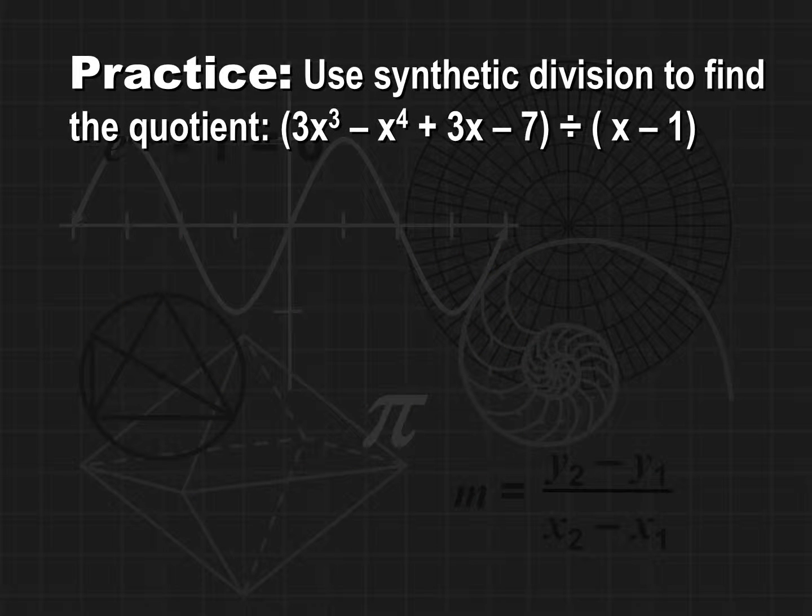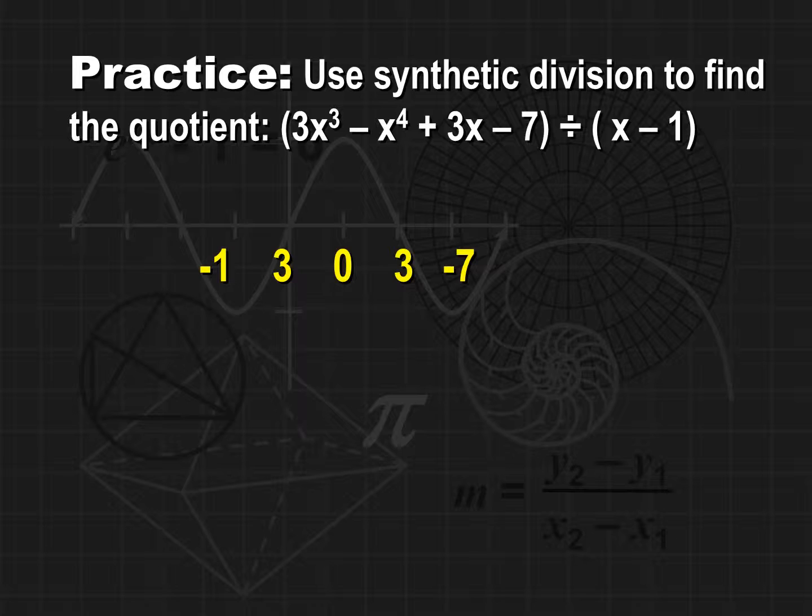So let's do another example. Let's use synthetic division to find the quotient of 3x cubed minus x to the 4th plus 3x minus 7, and we're going to divide by x minus 1. So in this case, our leading coefficient is negative 1 for the x to the 4th power. Our next degree is x cubed, and the coefficient in front of that was 3.